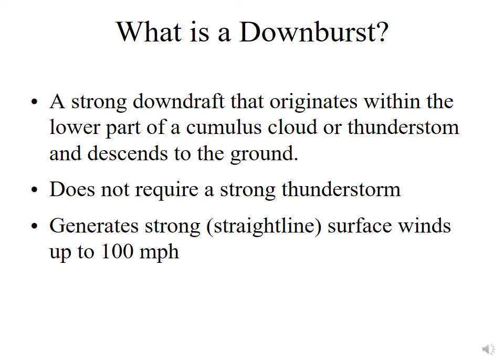So what is a downburst? Well, a downburst is a strong downdraft that originates in the lower part of a cumulus cloud and descends all the way down to the ground. These downbursts, surprisingly, actually don't require a strong thunderstorm. And when that wind hits the ground, it can generate strong straight line winds of up to 100 miles an hour and can do a lot of damage.